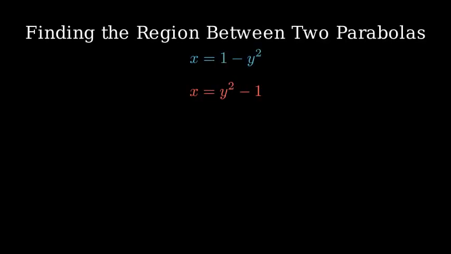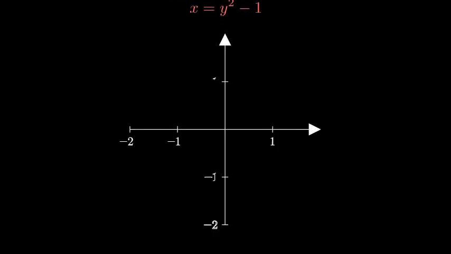Today we'll analyze the region enclosed by the curves x equals 1 minus y squared and x equals y squared minus 1. Let's start by setting up our coordinate system. Since these equations are written in terms of x as a function of y, the parabolas will open horizontally rather than vertically. Let's graph the first equation, x equals 1 minus y squared, in blue.